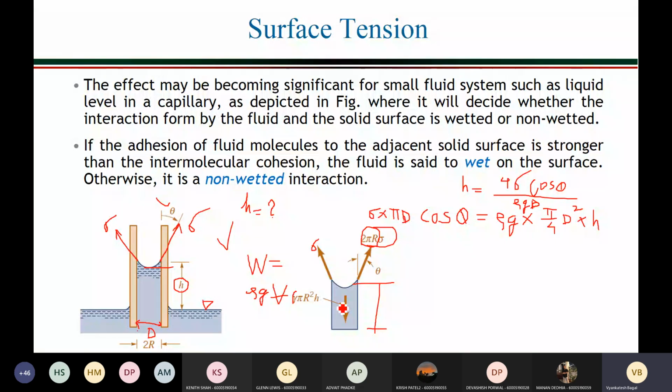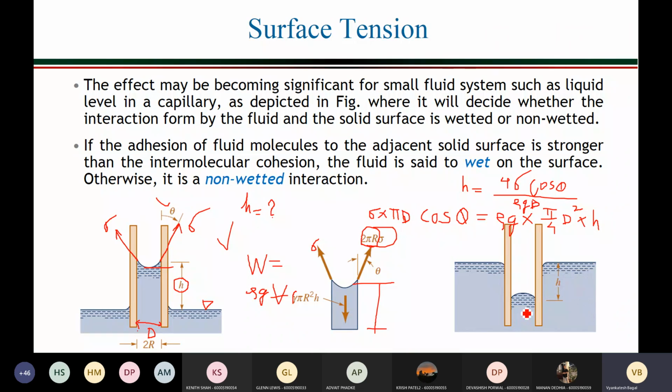So in a single line I said the vertical component of the surface tensile force will balance the weight of the liquid column in case of capillary rise. This is the weight of the liquid column, which is balanced by the vertical component of surface tensile force. Sigma into pi d cos theta is the vertical component of the surface tensile force. Is it clear? Now on similar lines, can you find out what will be the capillary fall for this case?